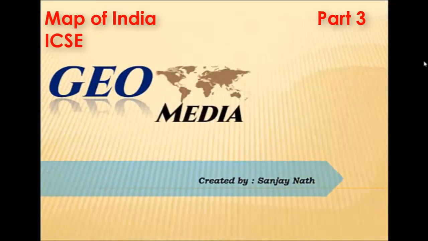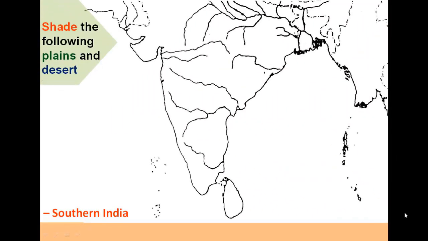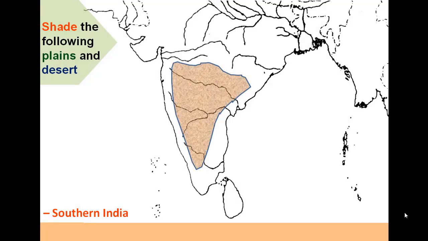This is Sanjay Nath. We will learn how to mark some important features on the map of India. Now we'll see the coastal plains of India, the narrow coastal strip between the edges of the Peninsular Plateau and the coastline of India, running at a distance of more than 6,000 kilometers.